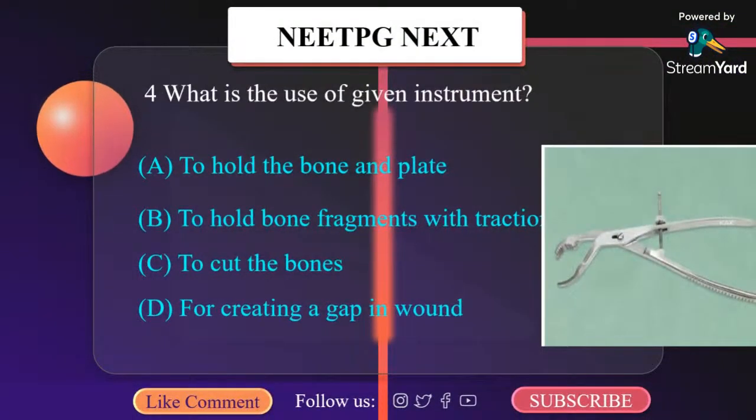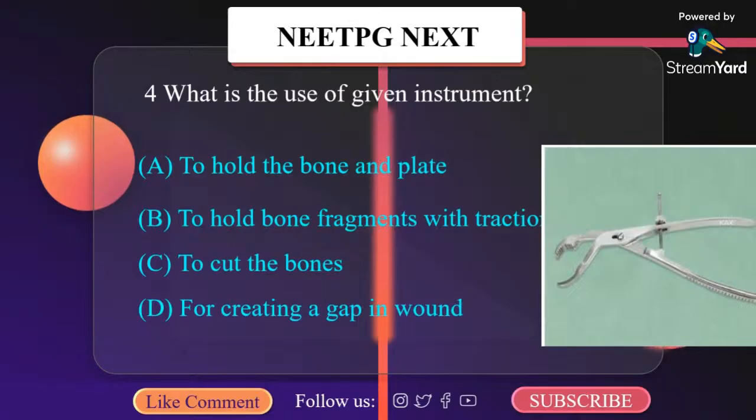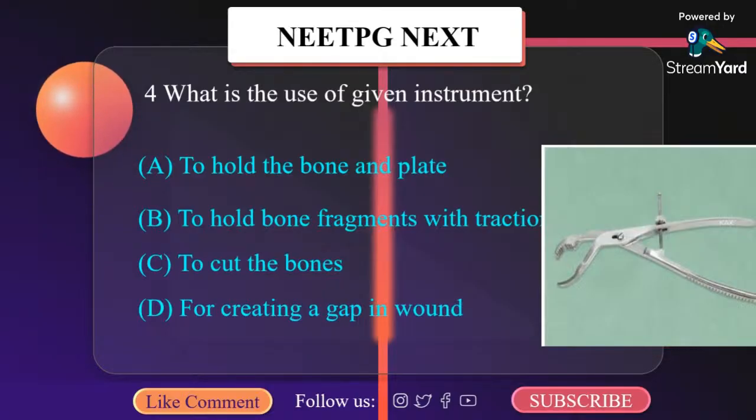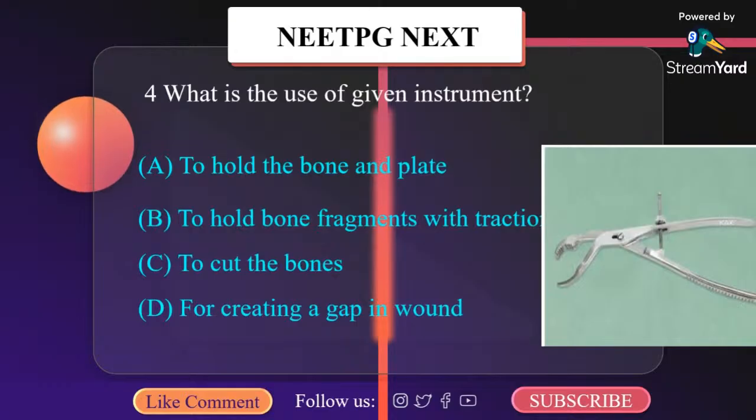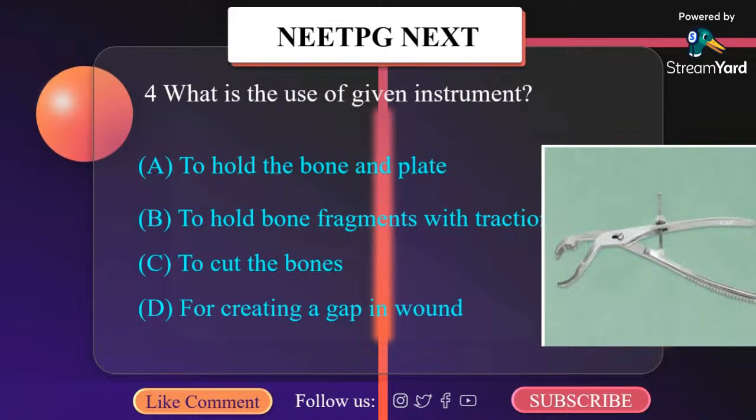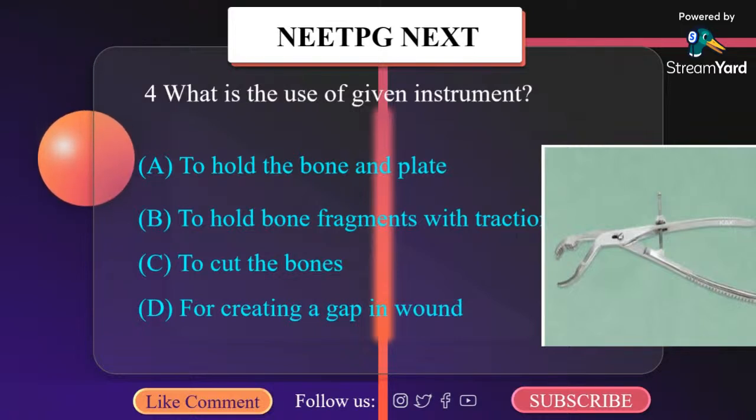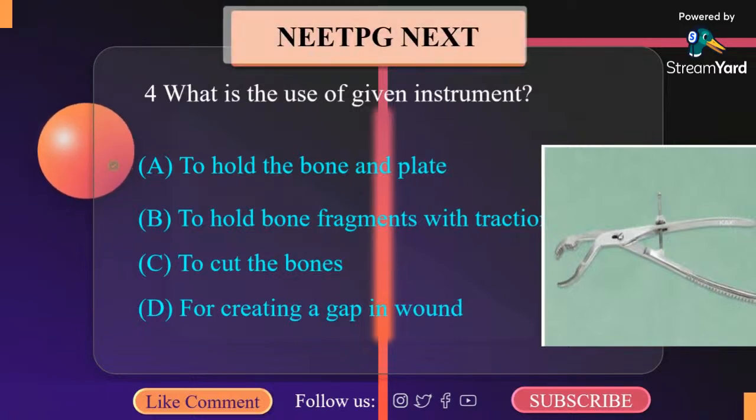What is the use of the given instrument? A. To hold the bone and plate. B. To hold bone fragments with traction. C. To cut the bones for creating a gap in wound. It is a plate holding forceps. It is used during open reduction internal fixation. Hold the plate in alignment while drilling and screw placement takes place.